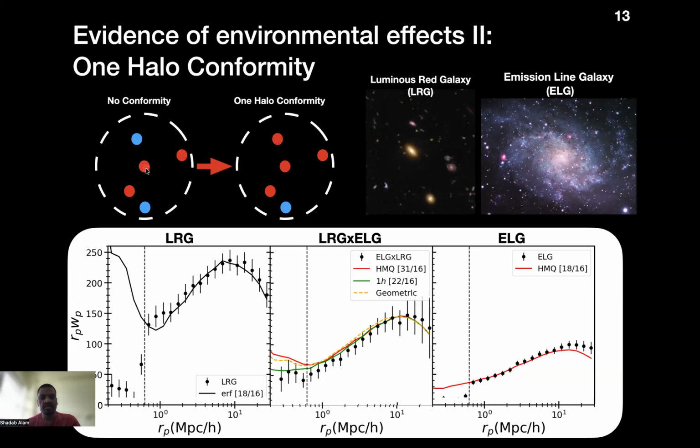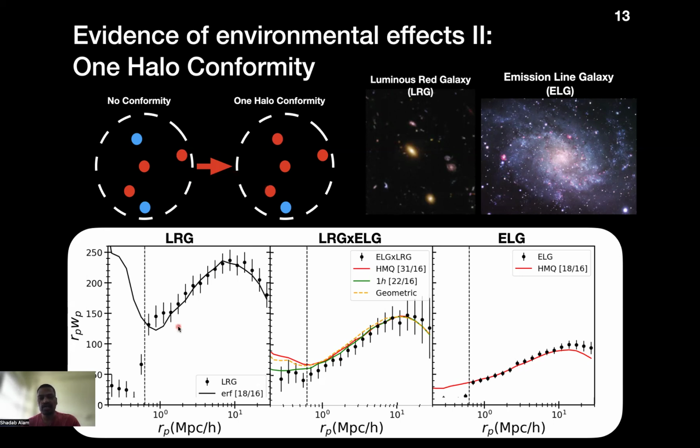What might happen is that if the central galaxy is red, then a larger fraction of the satellite galaxies is red rather than blue. That's a hint of a galaxy formation effect called quenching. If the central galaxy is red, then more likely it's in an environment where more of the satellites are quenched. And this is what we call one-halo conformity.